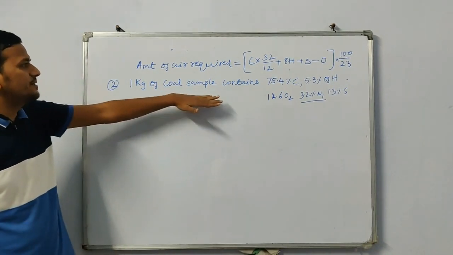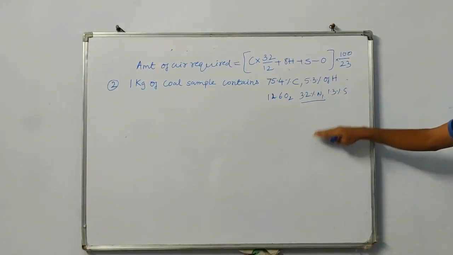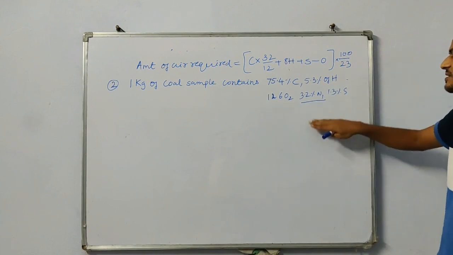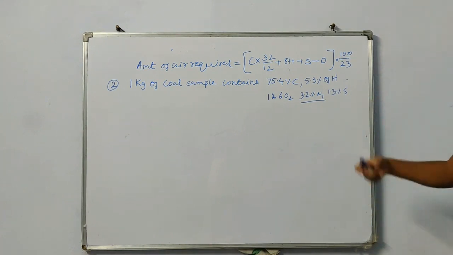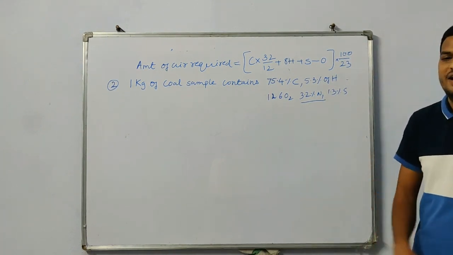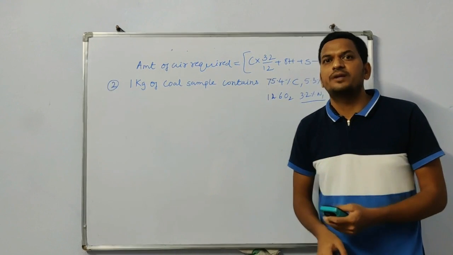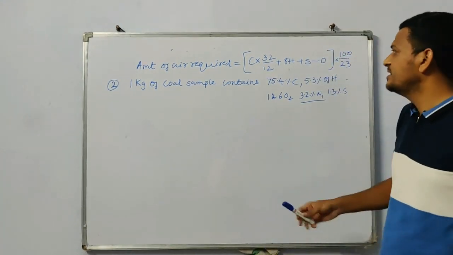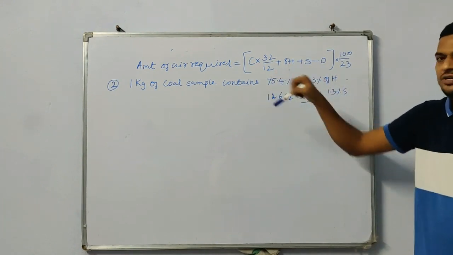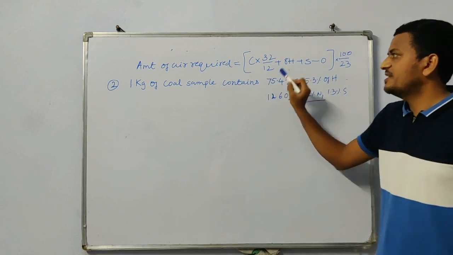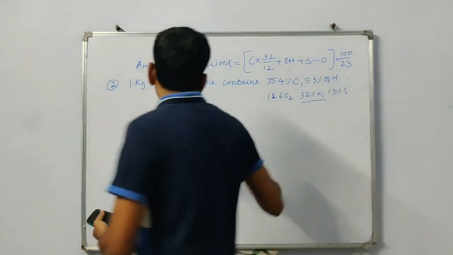So 1 kg of coal sample contains 75.4% of carbon, 5.3% of hydrogen, 12.6% of oxygen, 3.2% of nitrogen, and 1.3% of sulfur. Okay, and calculate the weight and volume of air required for complete combustion. Just now I said that in Dulong's formula, we directly take the percentages of carbon, hydrogen, sulfur and substitute in the formula. But in this case, first calculate the weight of carbon present in 1 kg of coal sample. Then you substitute in the formula.